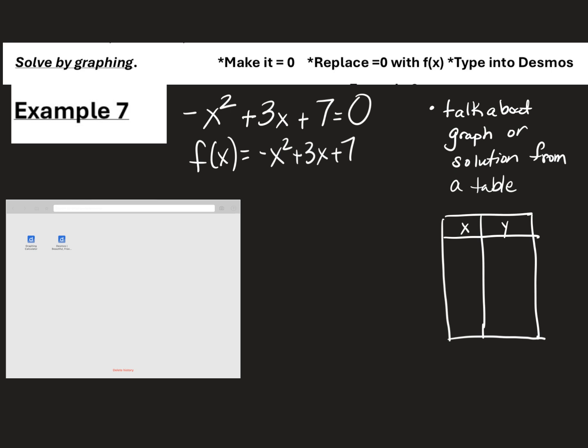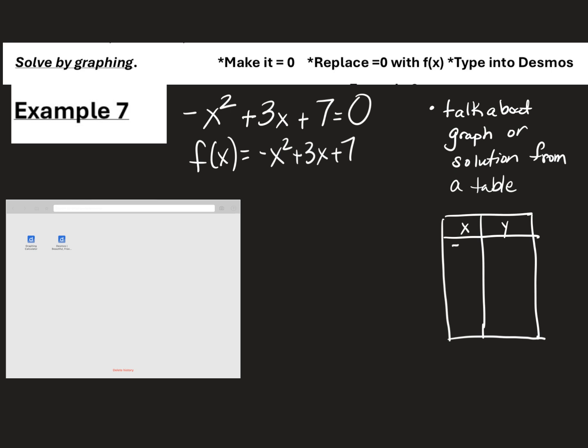Let me look at the graph. Okay, so hopefully you can look at the graph as well. It does not cross exactly at -1 or -2. It's between -1 and -2, and it does not cross exactly at 4 or 5. It's between 4 and 5. And I want to show you how you know by looking at a table.